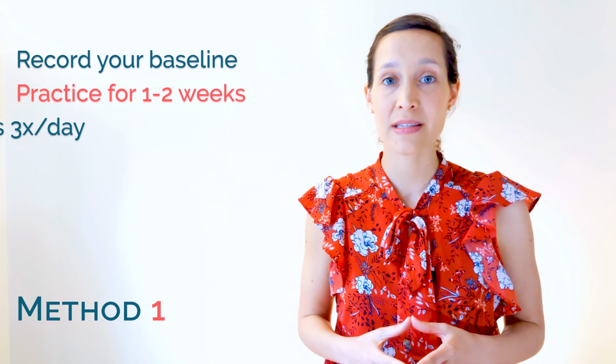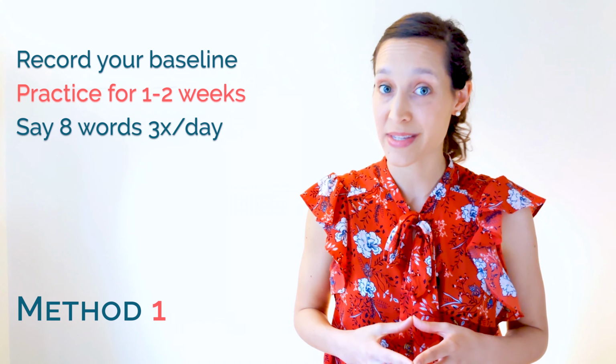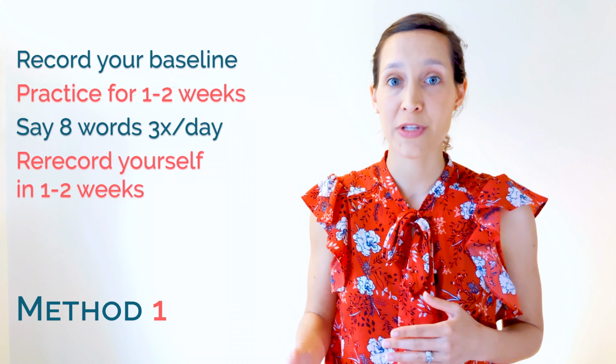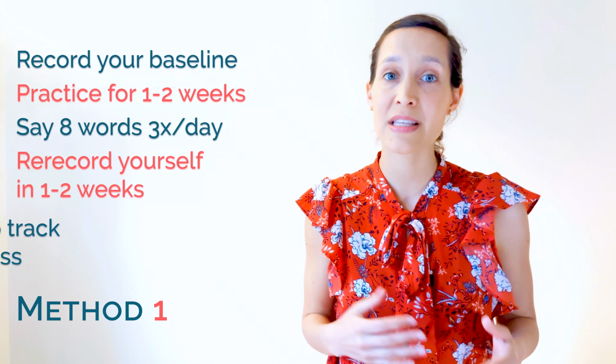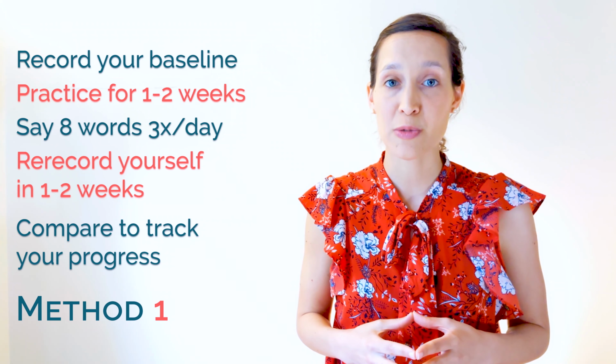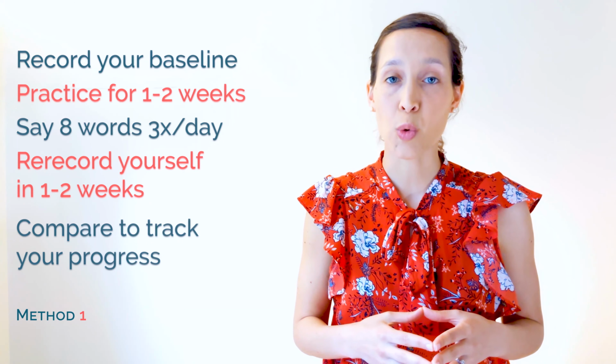So for method 1, you'll take the set of 8 words and you record yourself saying them before you start practicing. This will be your baseline. Then you'll practice for a week or 2, saying this set of 8 words at least 3 times a day. And then you'll re-record yourself after a week or 2 to see the changes that are happening in your speaking and your pronunciation of OR.